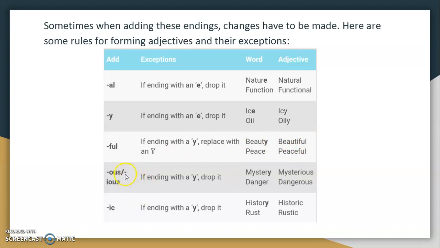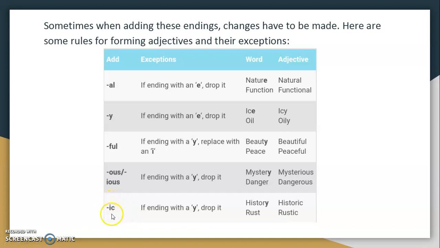For the suffix ous or ious, if the root word ends with a y, you drop the letter y and replace it with ious. For example, the word mystery, you drop the letter y and replace with ious to become mysterious. The word danger, when you add ous, it becomes dangerous.